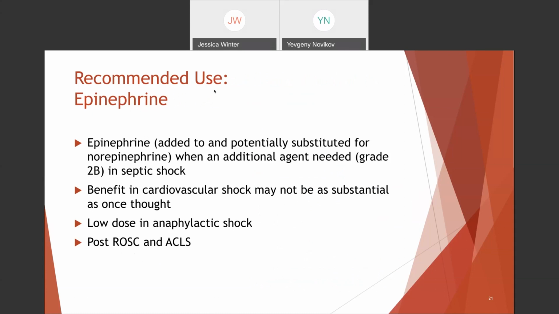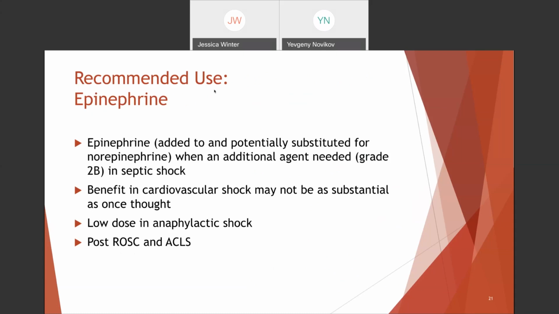So currently the Surviving Sepsis guidelines say you can use epinephrine kind of as your second line additive agent to norepinephrine when your patient's shown that they're not responsive to high or max doses of norepinephrine. Remember, it is a beta agonist, so if you're seeing tachyarrhythmias with norepinephrine alone, you might want to be cautious with the addition of epinephrine.